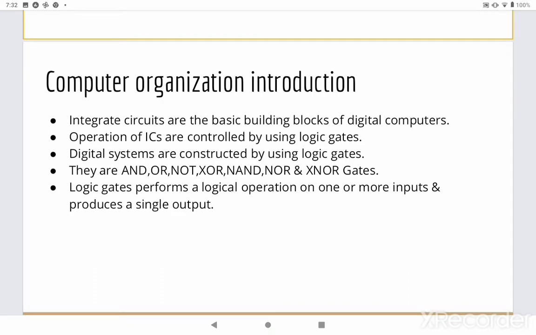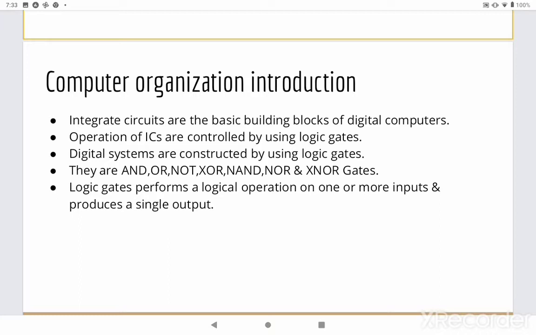What is computer organization? Integrated circuits are the basic building blocks of digital computers. We all are dealing with digital computers in our daily life. It may be a mobile phone, tablet, laptop, PC, desktop, any system. In previous years, a system would fill an entire room, but nowadays it can be kept in our pocket. That much the technology is sophisticated, and integrated circuits, or ICs, are familiar with all these techniques.